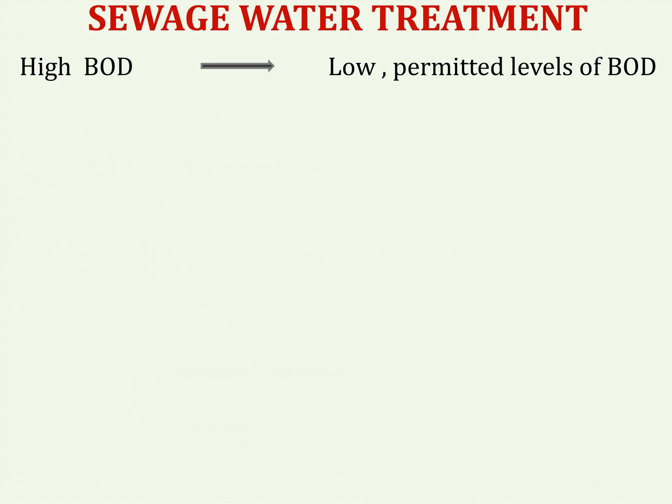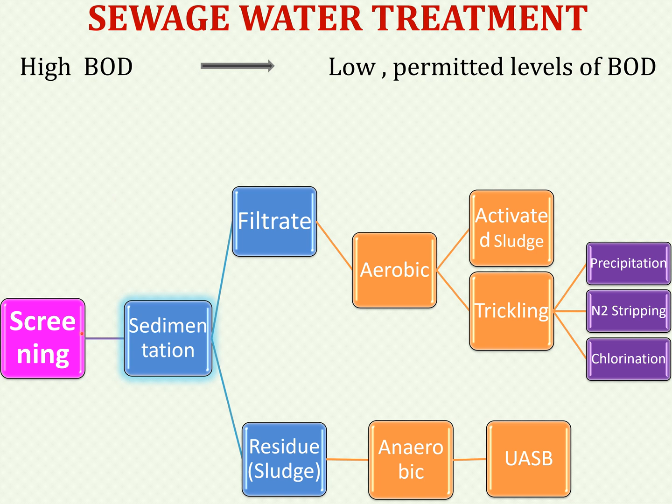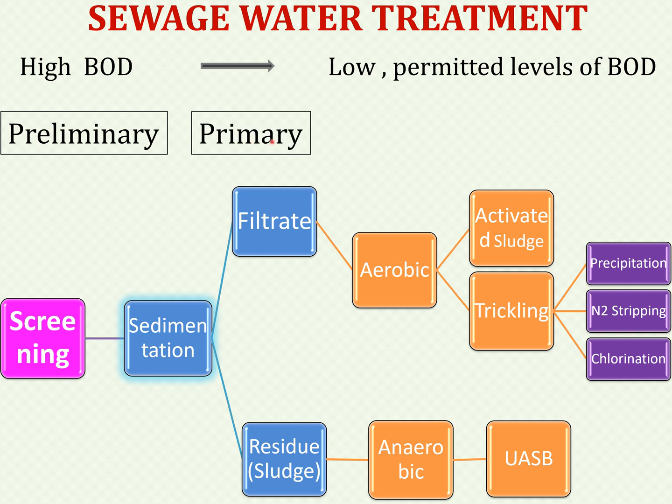Well, here you are going to get a consolidated picture, a flow chart of the whole thing that we have seen. Here you are. Screening, that is the preliminary process. And then once the screening is done, we are sending it for the primary process of sedimentation. The filtrate and the residue, or the sludge, are separated.